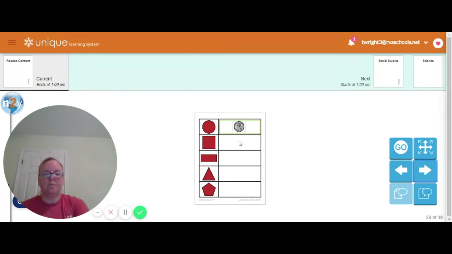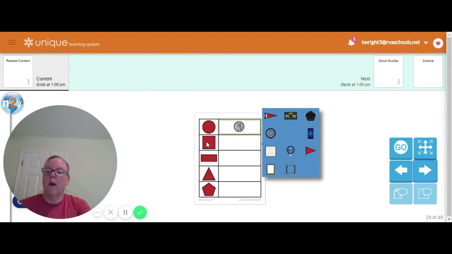All right. This is a square. What over here looks like a square? Point to it. You pointed to this or this. Let's move one over.